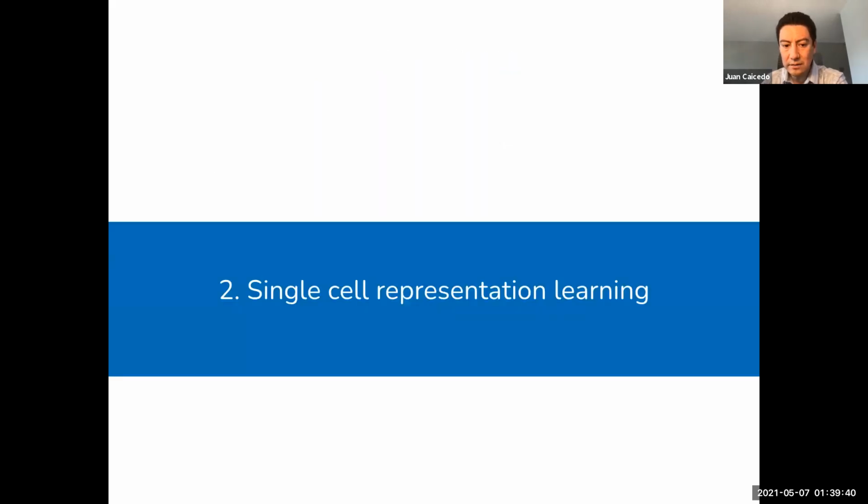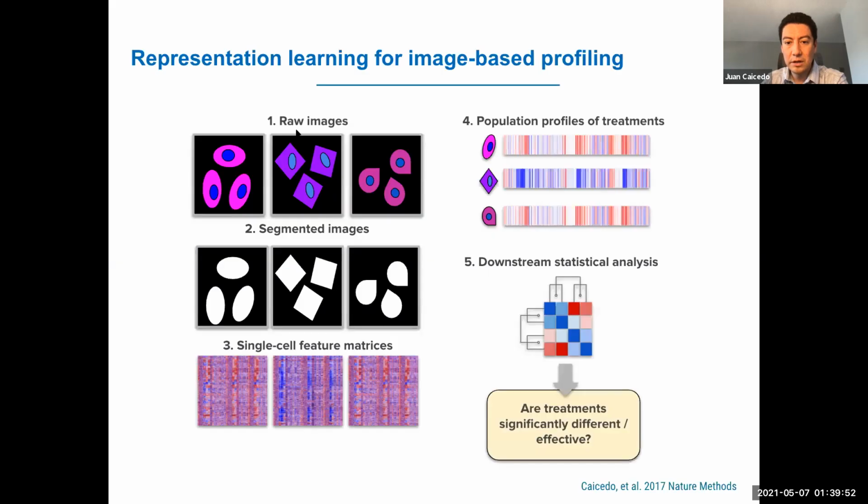Okay, with that, I'm gonna switch gears to the second topic, which is single cell representation learning. And I think I'm not gonna have too much time to go into details, but basically going back to the idea of profiling, we want to transform images into information that we can use for making decisions. One step is segmentation, which we just talked about. And the second step is measuring the phenotype of cells.